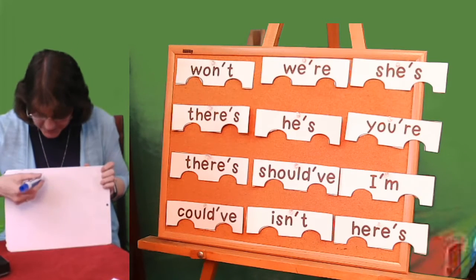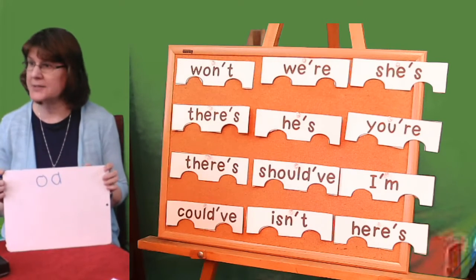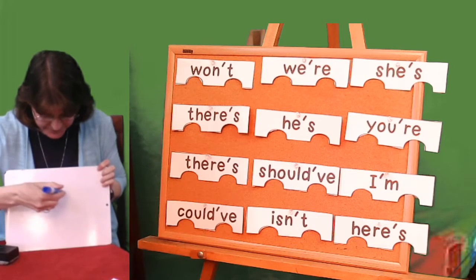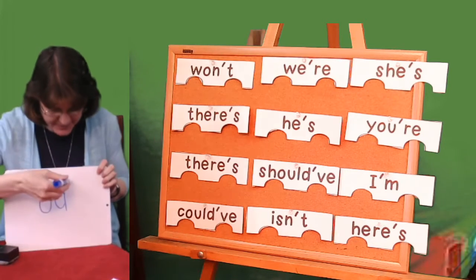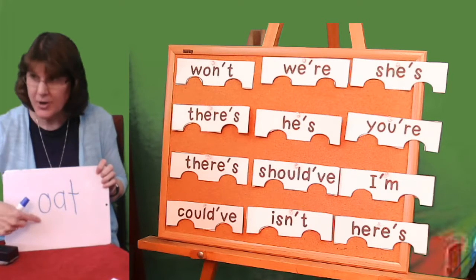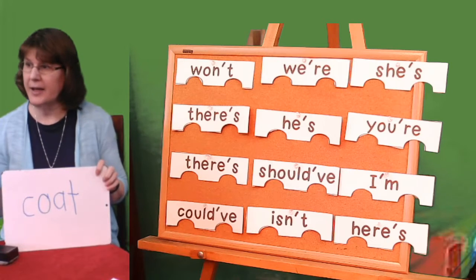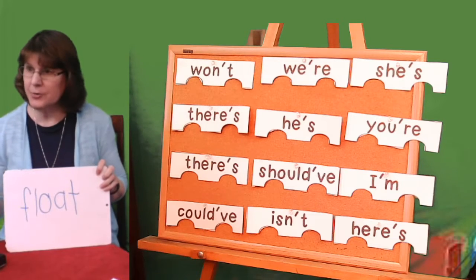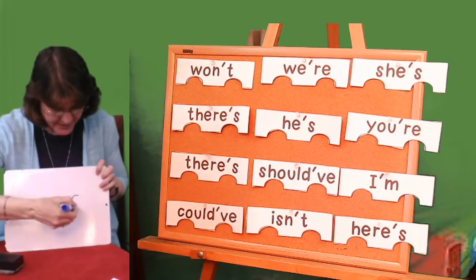So let's start with our vowel team OA. And remember, OA says O, and we're going to write that a little bit bigger in the middle here so you can see. And let's make some words with OA. Let's put a T on the end, and we have oat. Let's put a C at the beginning. Now we have coat. Let's put a blend at the beginning. Now we have float. Let's change our ending sound to a D.